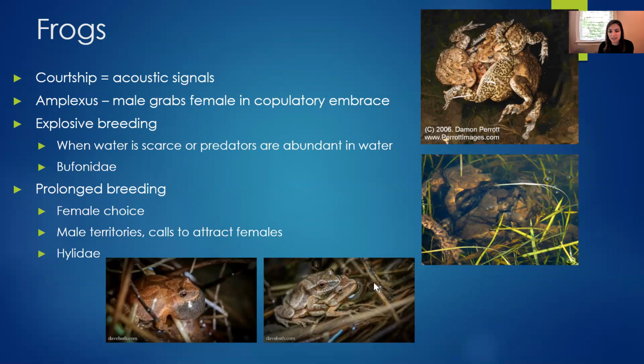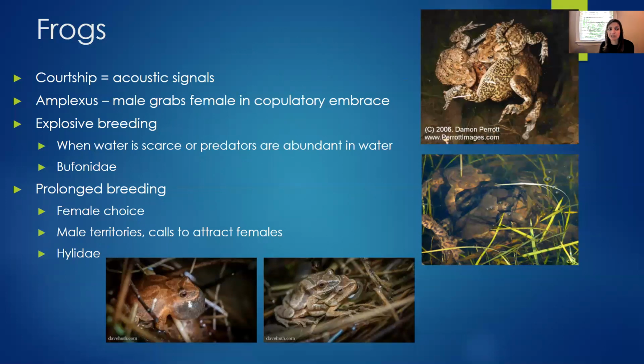You can see it here. It's when the male grabs the female in a copulatory embrace, so that as the eggs are being deposited, fertilization can be happening, and the male frog can be relatively certain that it is his sperm that are fertilizing the eggs because of that amplexus.